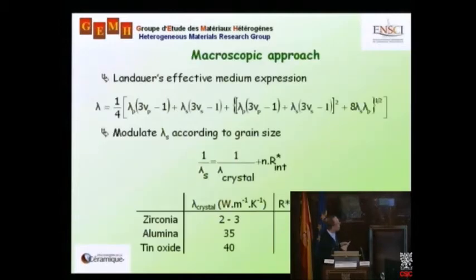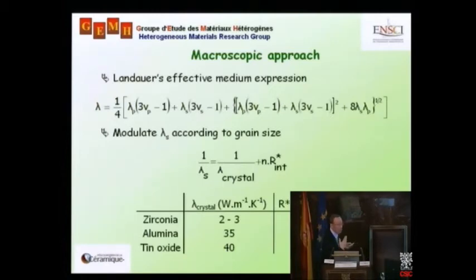Well, we can in fact take this into account because this is Landauer's expression, where you will see the pore volume fraction. You will see somewhere, if I can find it, here we are, the solid phase thermal conductivity, and then the conductivity of the pore phase. Well, we could actually adjust our thermal conductivity for the solid phase, the skeleton, by taking into account the grain boundaries. So this is what we have done for these three different situations, zirconia, alumina, and tin oxide, using our earlier values of grain boundary thermal resistance.